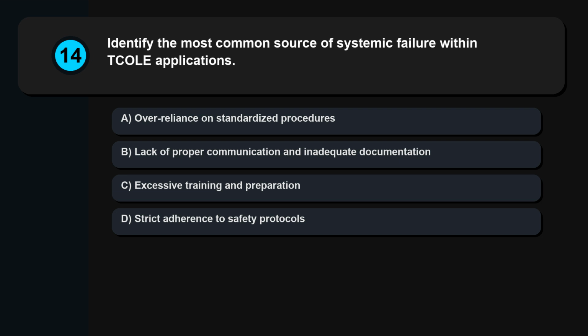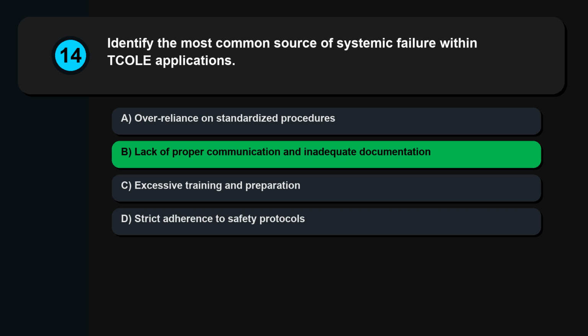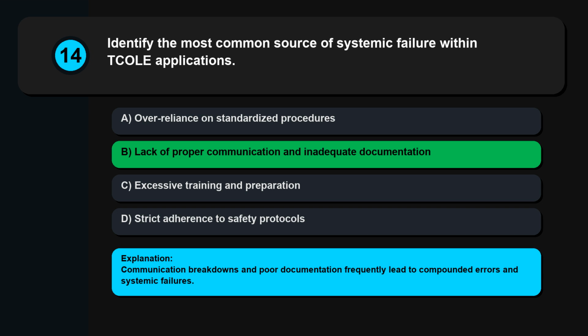Question 14. Identify the most common source of systemic failure within TCOLE applications. Over-reliance on standardized procedures, lack of proper communication and inadequate documentation, excessive training and preparation, strict adherence to safety protocols. Communication breakdowns and poor documentation frequently lead to compounded errors and systemic failures.